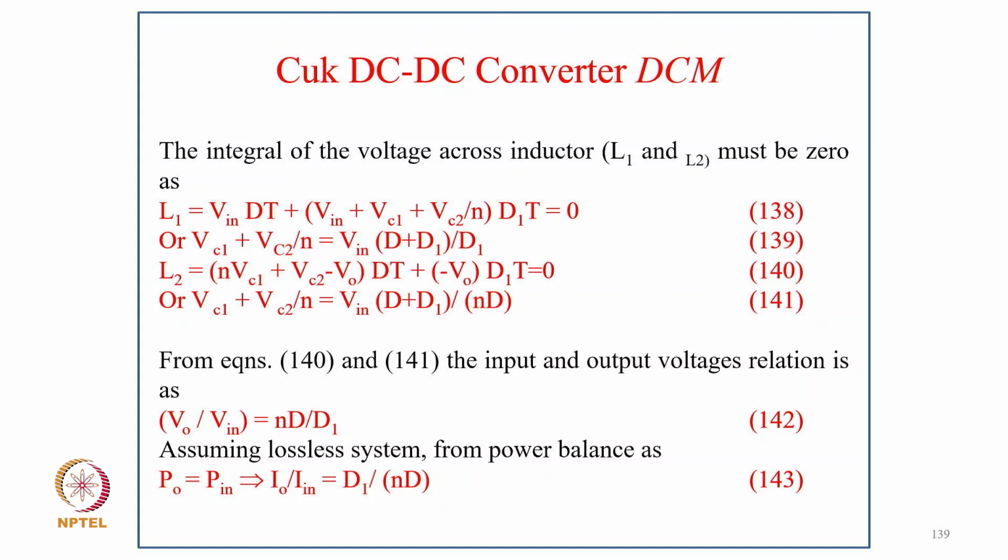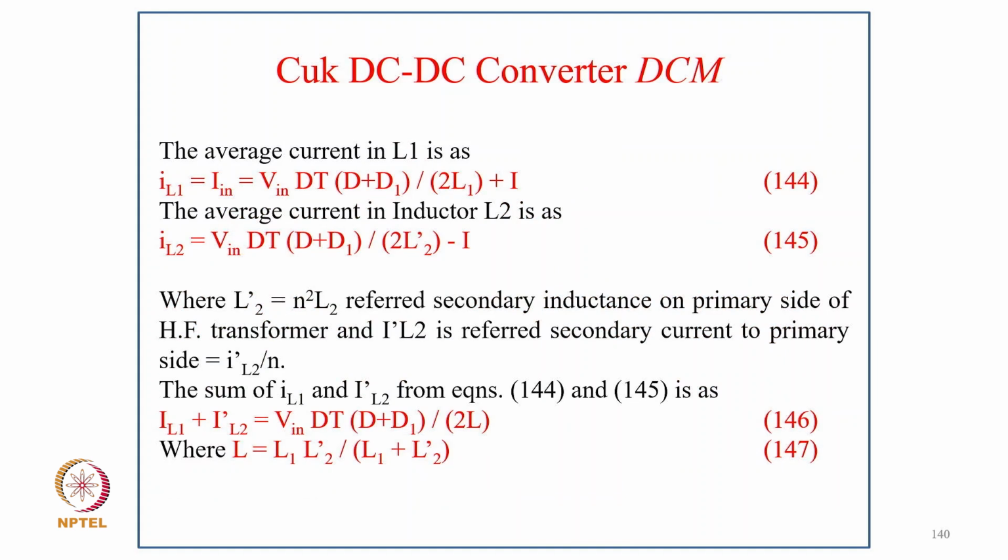So from these equations the input-output voltage relation is VO upon VIN equal to N D upon D1, and output current upon input current, IO upon IIN, equal to D1 upon N D. So the average input current in L1 is IL1 equal to VIN DT (D plus D1) upon 2L1 plus I, and current in the output IL2 equal to VIN DT (D plus D1) upon 2L2 minus I, where IL2 dash equal to N square L2 is the secondary inductance referred to the primary side of the high frequency transformer, and IL2 dash is the secondary current referred to the primary side, IL2 upon N.